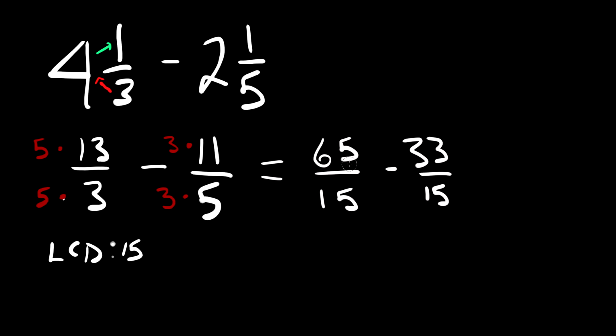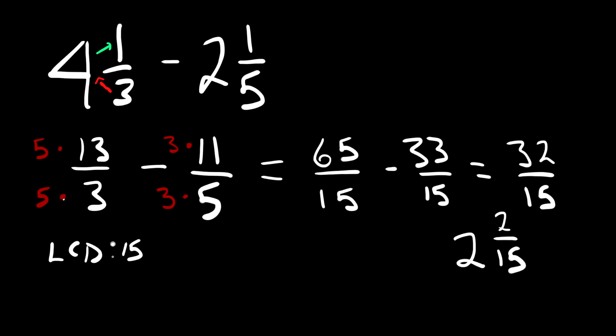When we subtract 65 minus the 33, we get 32 over 15. And how many times does 15 go into 32? It goes into it 2 whole times with a remainder of 2 over 15. Like always, don't forget to circle your answer, and we are done with subtracting mixed numbers. Now let's move on to multiplying mixed numbers.